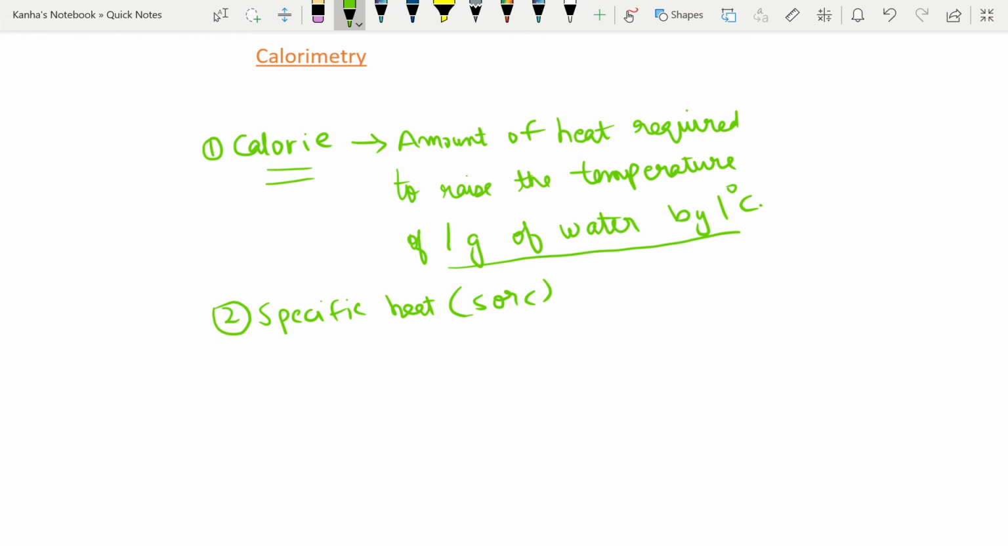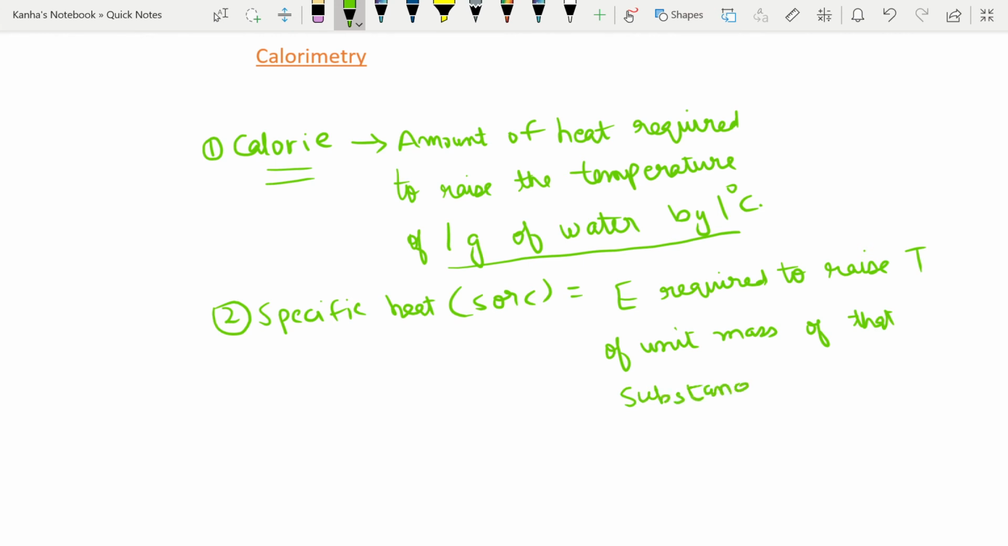Okay, now for specific heat, it is nothing but the amount of energy required to raise the temperature of unit mass of that substance by 1 degree Celsius or by 1 Kelvin.